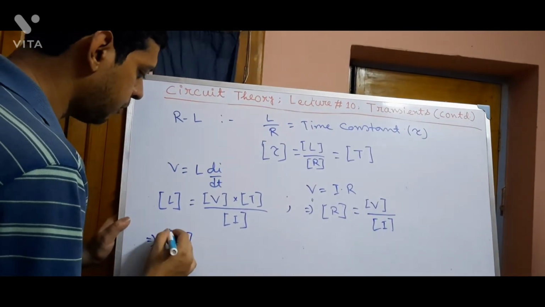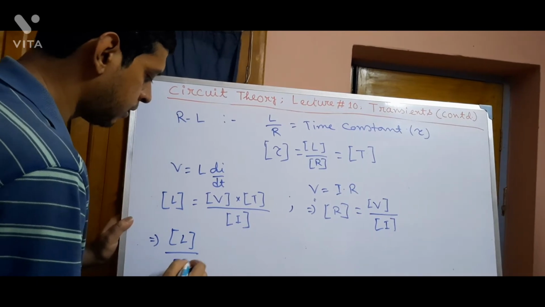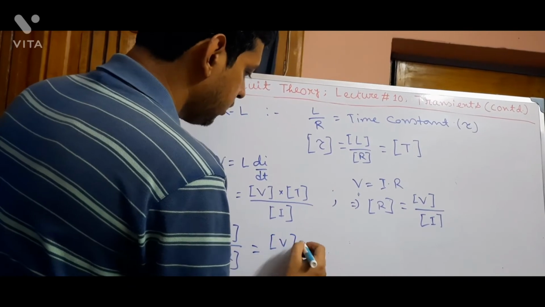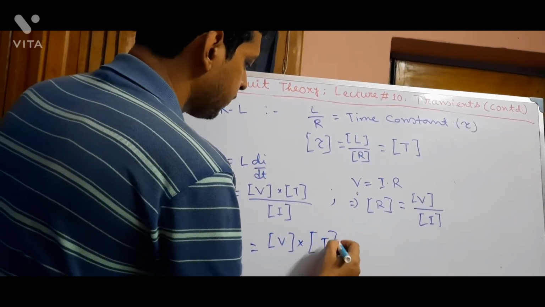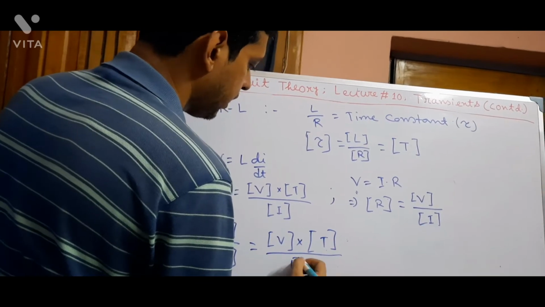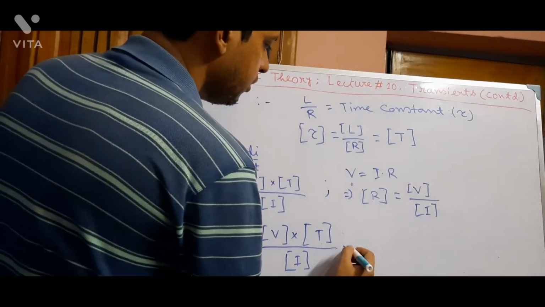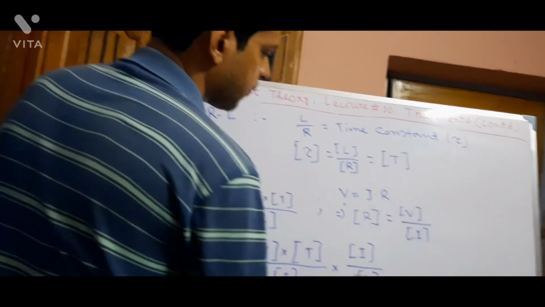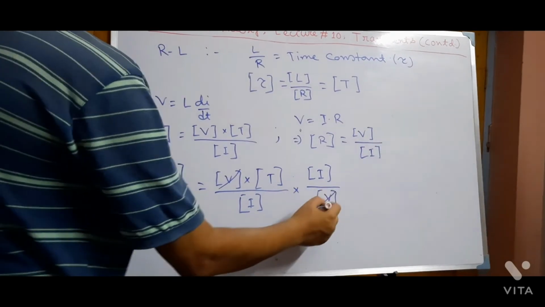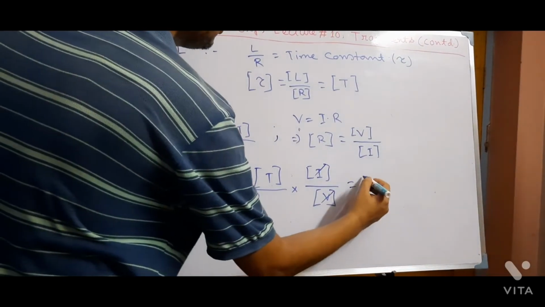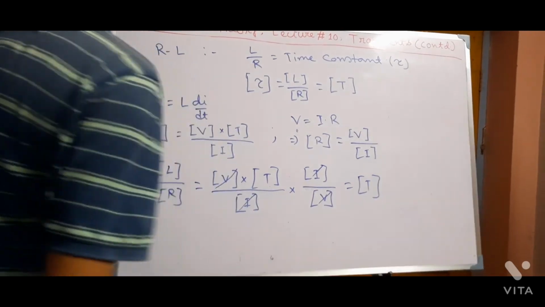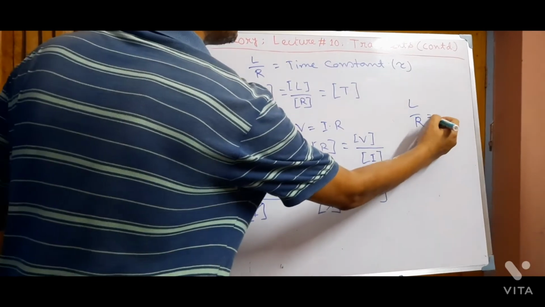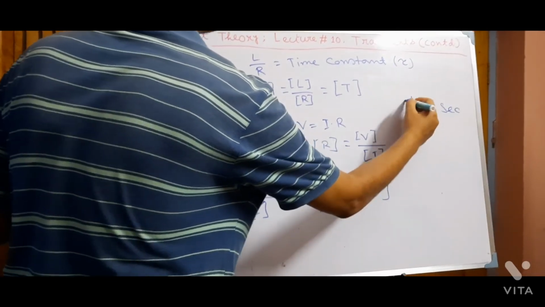So the dimension of L by dimension of R equal to the dimension of V into the dimension of time by dimension of current into the dimension of current by dimension of voltage. Okay, so these will get cancelled. So this is the dimension of time. Okay, hence the unit of L by R is second.